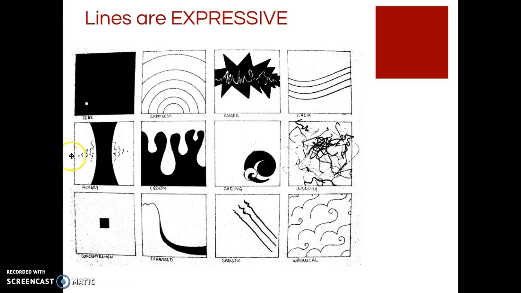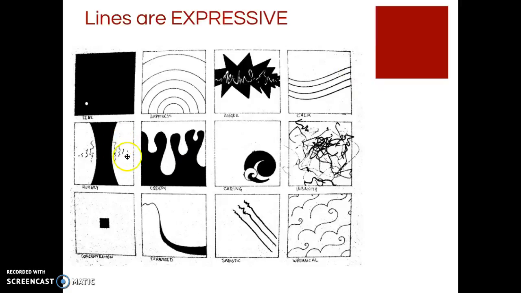Lines can be expressive, so they can actually be used to talk about emotion. So, for example, if you're fearful of something, maybe you feel very tiny, you would create this tiny little dot of a line. Happiness, a lot of times people associate happiness with rainbows, so they would create these kind of arc lines. Anger, very zigzag, very chaotic lines. Calm, kind of like ocean wave lines.